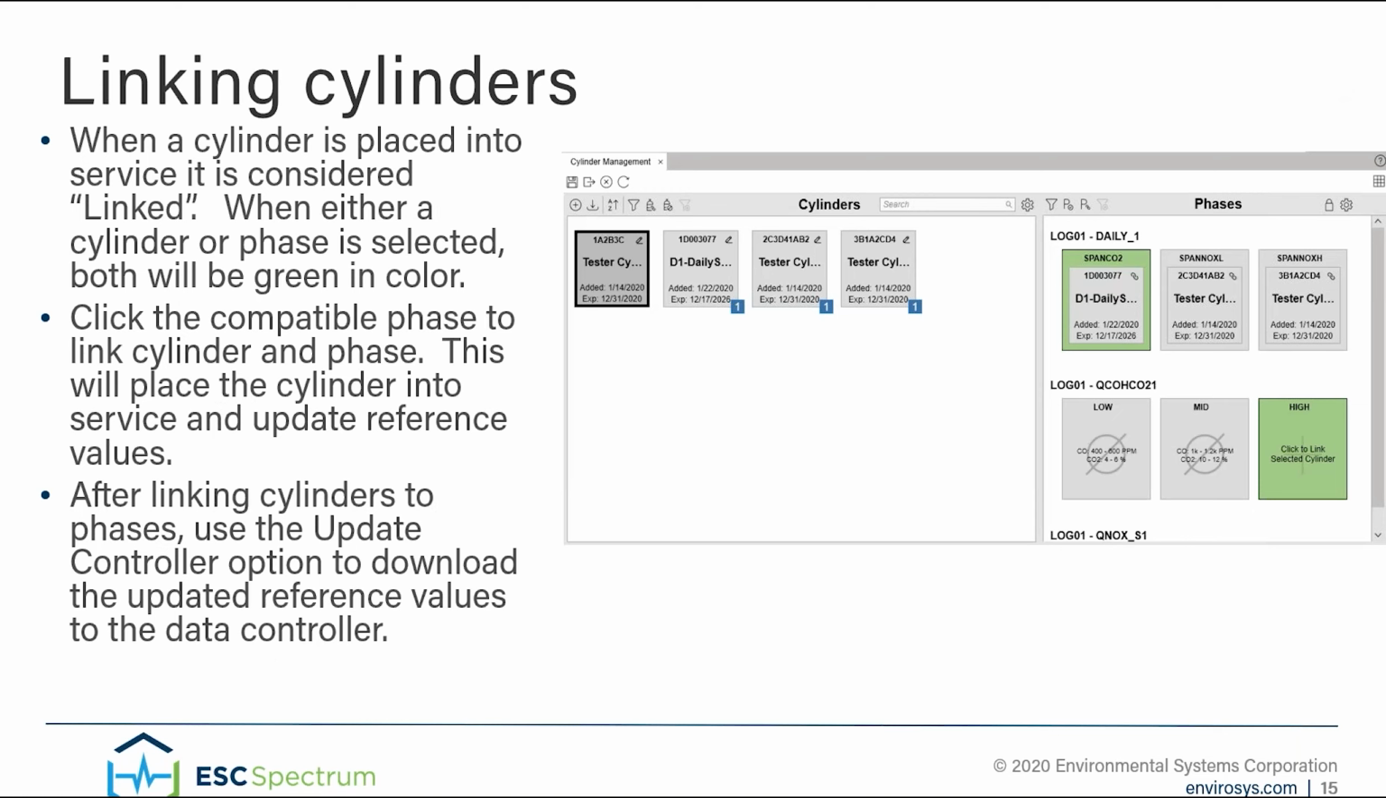When you have a cylinder that you put into your system, you can click on either the phase or the cylinder, and where it will work is going to be green with compatibility color. You can link the cylinder to the phase just by clicking the phase, and it will ask you, do you want to link this? You just tell it yes, and then that particular cylinder would be linked to that particular phase. After linking the cylinder phases, you want to update the controller option to download the updated reference values to the data controller.